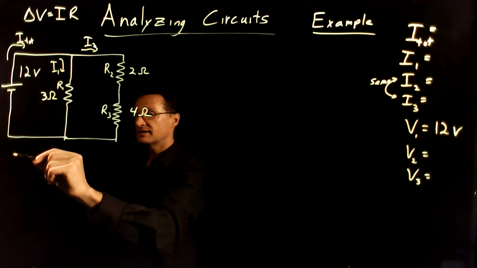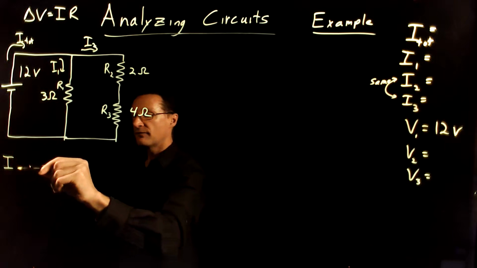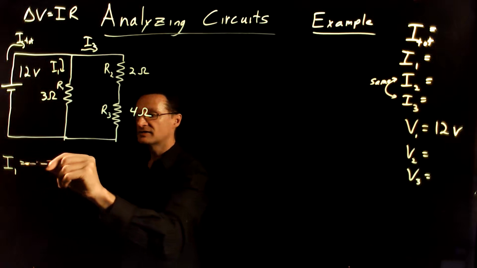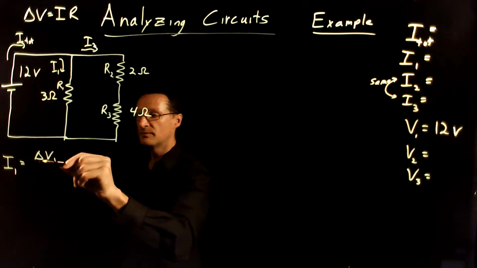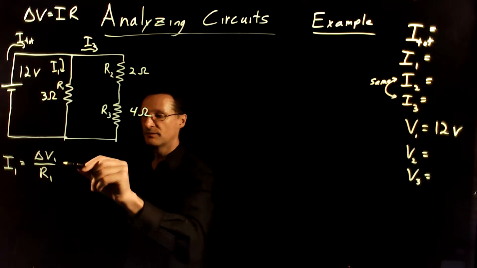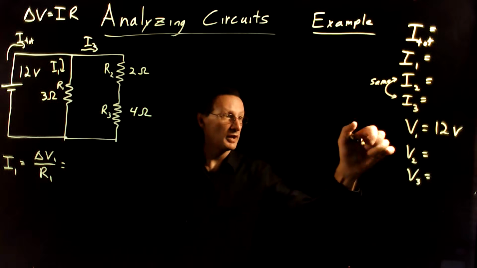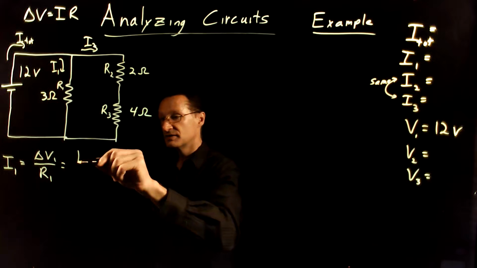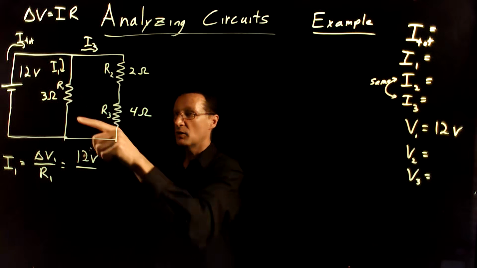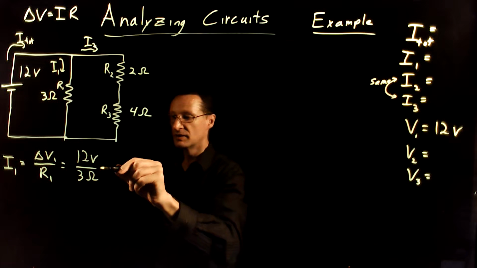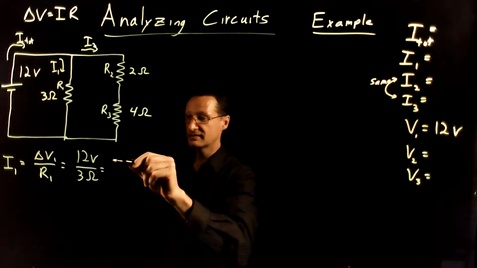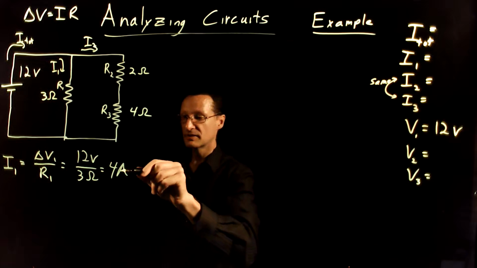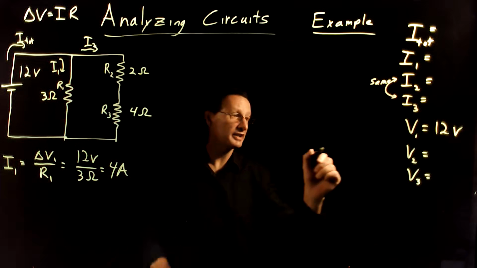So this tells me that if I want the current I1, that's going to be delta V1 over R1. But I already said delta V1 is 12 volts, and R1 I know is 3 ohms. So 12 divided by 3, that's going to give me 4 amps. So that tells me that I1 is 4 amps.